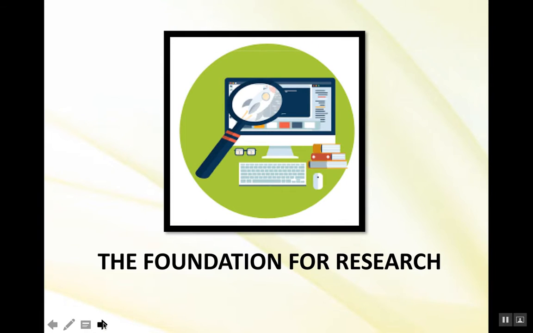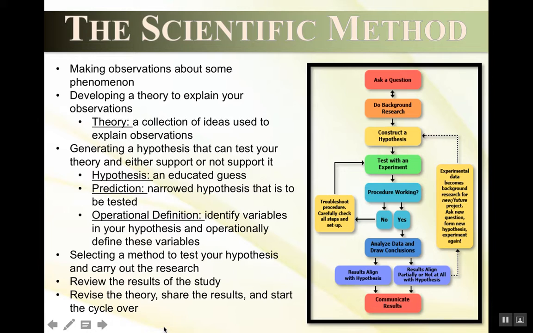So let's start with the foundations for research. Well, first off, you probably have learned about this before, which is the scientific method. All research starts with some form of scientific method, where we're making observations about some phenomenon to test a theory so that we can see if we can understand a certain situation. So theory is a collection of ideas used to explain observations. So we have a hunch that this is going to happen based off of what we've observed.